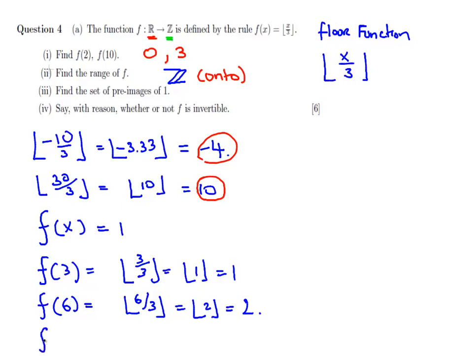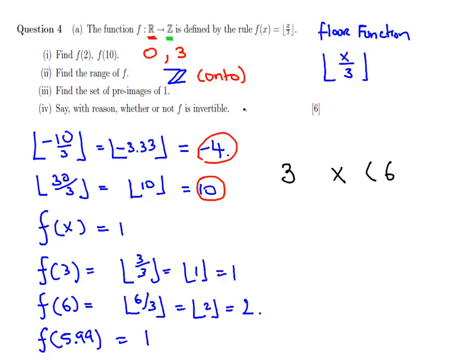For example, the function of 5.99 will give you a 1 also. So if you try out a few more values, like f of 2, which we've seen earlier, you will see that the answer to this one is x between 3 and 6, where it can be equal to 3. So x is greater than or equal to 3, but strictly less than 6.